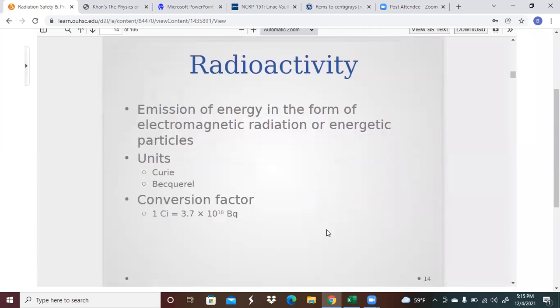So again, what is radioactivity? This is going to be the emission of energy in the form of electromagnetic radiation or energetic particles. It's going to be measured in units of the Curie or the becquerel. The becquerel is the number of disintegrations per second. And 1 Curie is just a bigger unit, equivalent to 3.7 times 10 to the 10th becquerels.